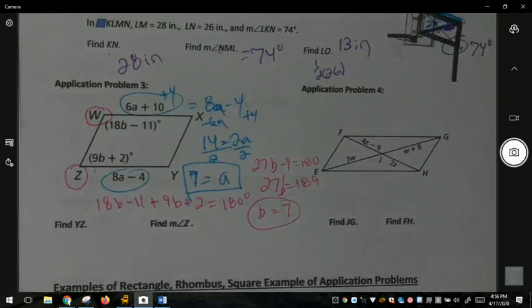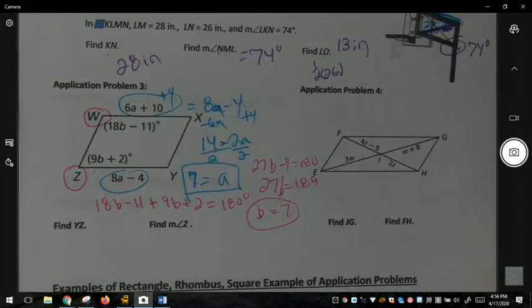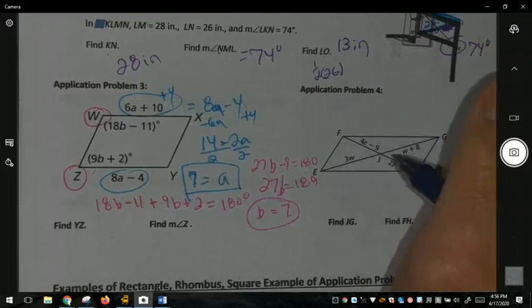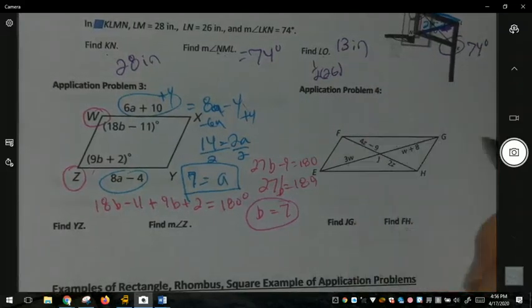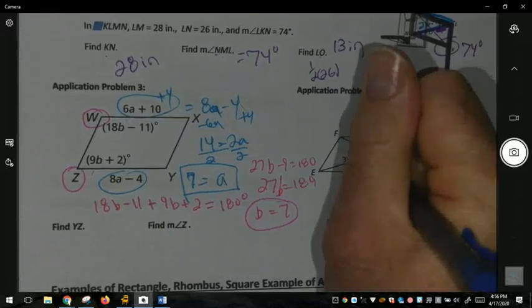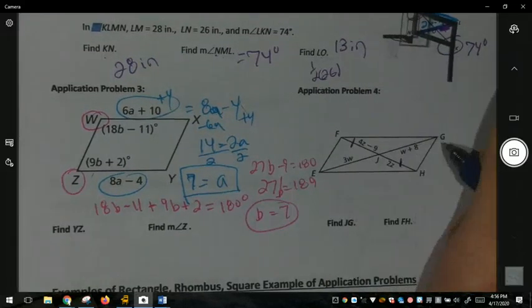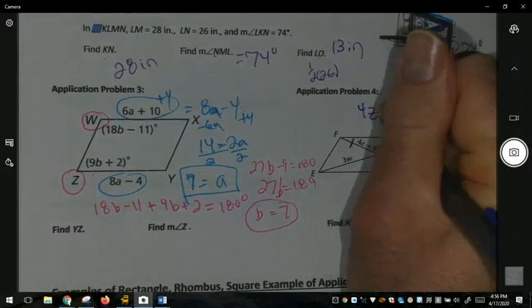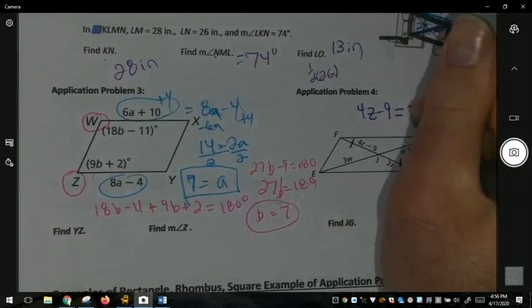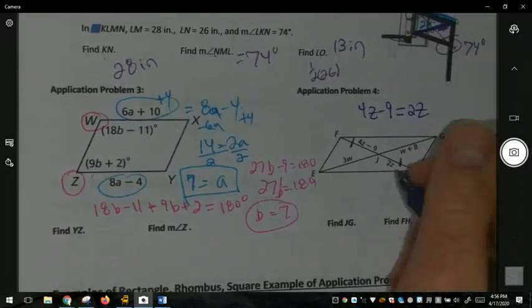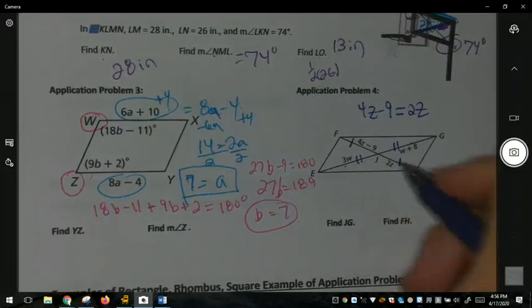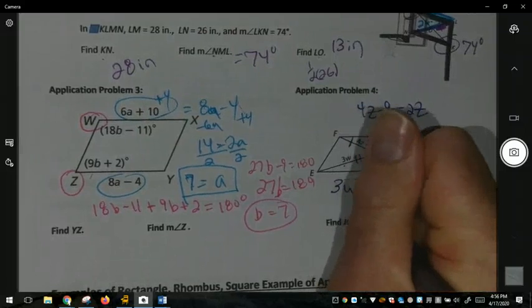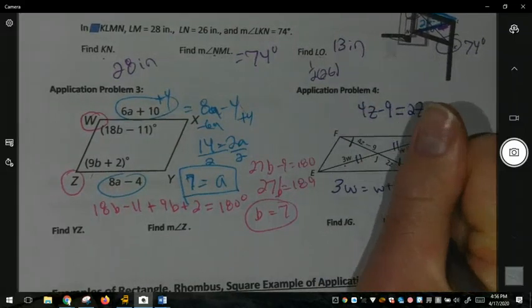In our next problem, we have two variables. It looks like we might have a two-variable system, but not necessarily. We know that the diagonals, that's what those things are pieces of, are bisected in every parallelogram. So we know that 4z minus 9 has to be the exact same length as 2z. We know that these two lengths are also congruent. They're different from the short diagonal. They're a longer diagonal. But 3w equals w plus 8.